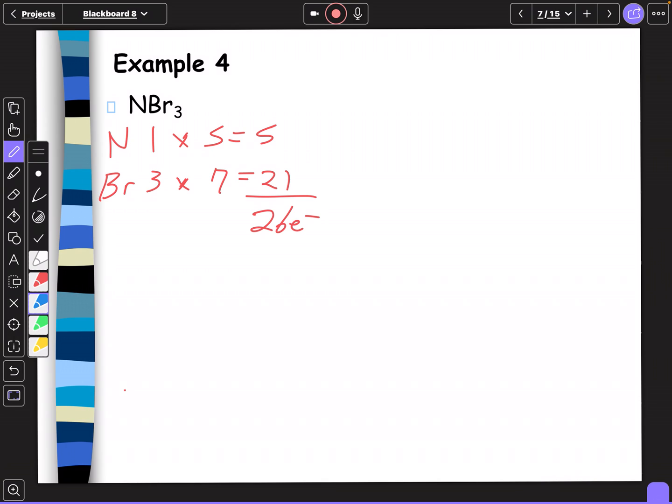So next I want to draw this out. My central atom is going to be nitrogen, since I only have one of those, bonded by 3 bromines. So I'll put a line, sharing 2 electrons between that and bromine. Put another bromine here. Put the last bromine right here. Now, how many electrons have I taken care of? How many have I shared? Well, I've got 3 lines there, and each stands for 2 electrons. So I've taken care of 6 electrons. So I have 20 electrons left.